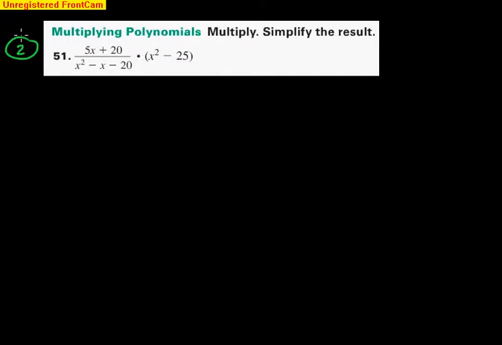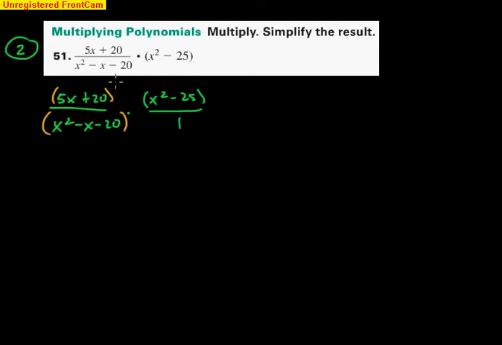Okay, here's the second one. We're going to multiply these polynomials, and of course we want to simplify the result. So notice the first thing, I'm going to rewrite this: 5x plus 20 over x squared minus x minus 20 times, and now notice this does not have a fraction, but I'm going to make it a fraction, x squared minus 25 over 1. Now notice we see plus signs and minus signs. Put those things in parentheses, and we need to look to factor them however we can.